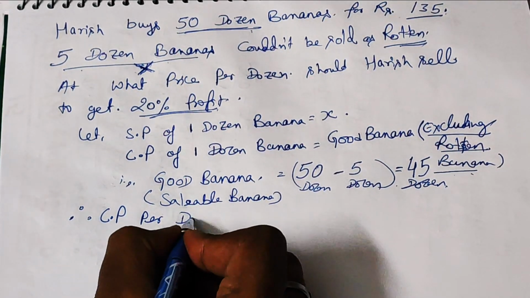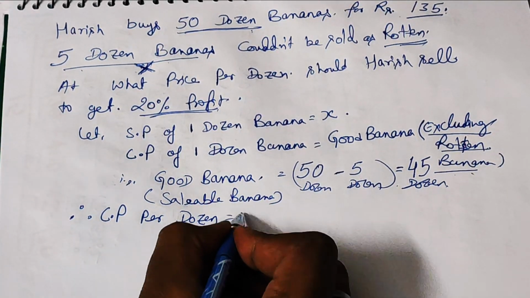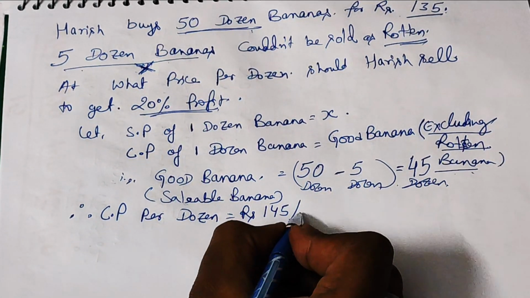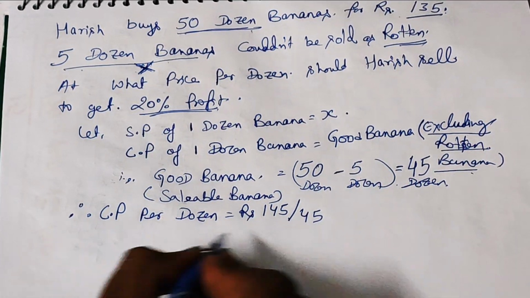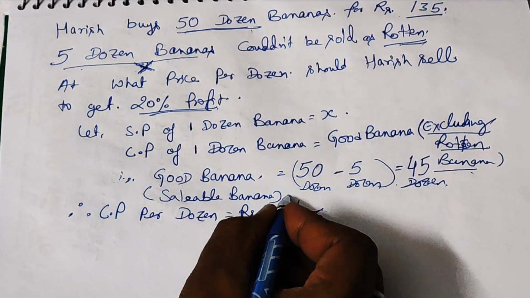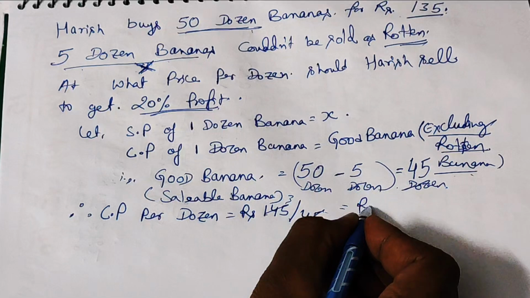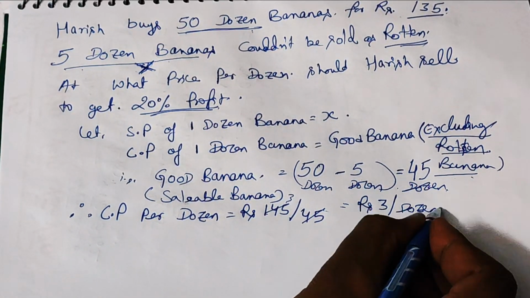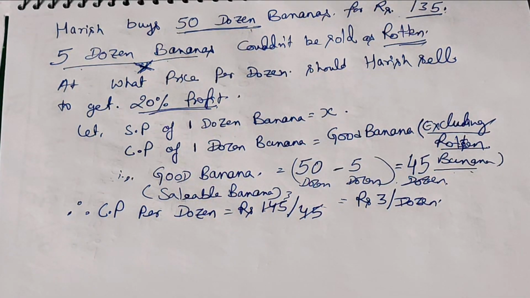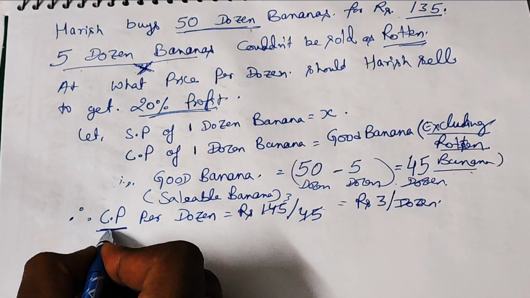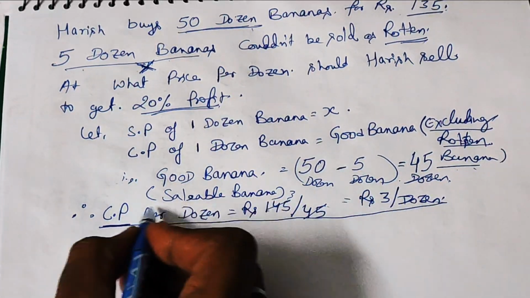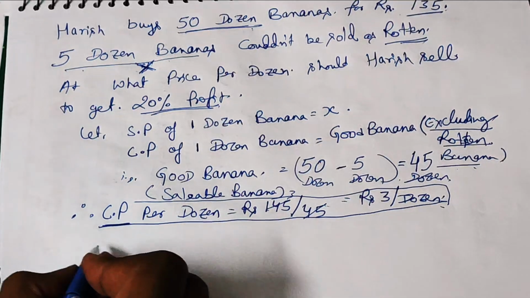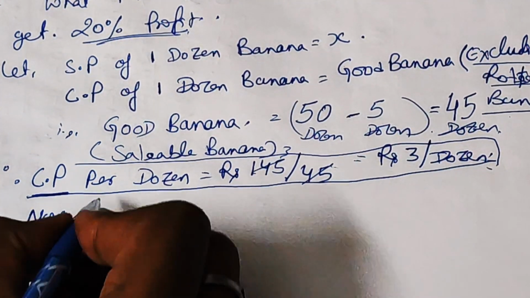Now the cost price per dozen will be how much? It's given that the cost price of 50 dozen bananas is 135. It's a typo that I have written 145. It's 135. You can see it in the top line of the question also. So when 135 is divided by 45, it gives you rupees 3 per dozen. This is the cost price of the bananas, the cost which Harish pays when buying those bananas. So rupees 3 per dozen.